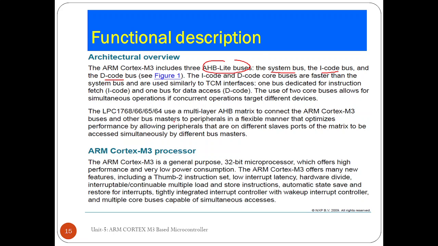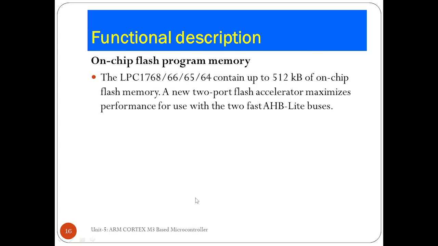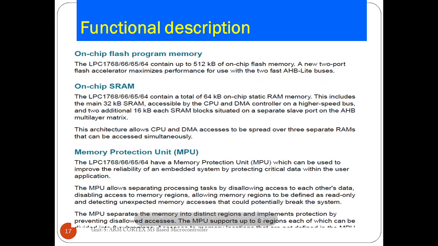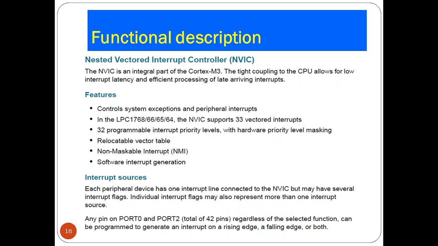After that, when you want to interact, the AHB matrix is there to connect the ARM Cortex buses and other bus masters to the peripherals. So the on-chip peripherals, that is SSP, USB, timer, counter, then the I2S bus, I2C bus, all these are connected to the AHB. All the description I told in the previous explanation is given in written form here. So the on-chip flash program memory and all these are the features, and if you go through them one by one, they are given.